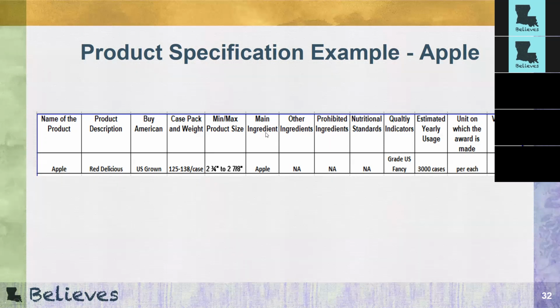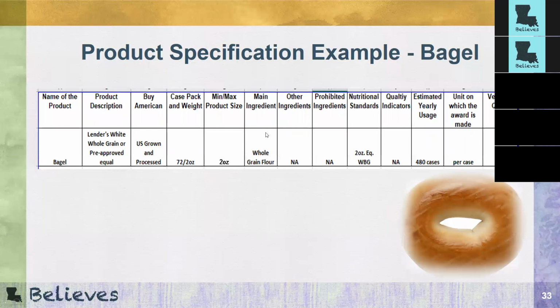Let's look at another example. I want to purchase 2 ounce whole grain bagels. I need to specify whether I want them to be bulk packed or individually wrapped. If I'm doing a grab and go breakfast, I may want them to be individually wrapped. I particularly like Linder's bagels because they're soft and the students really like them. They also have a white whole grain bagel, so the students don't realize it's whole grain.